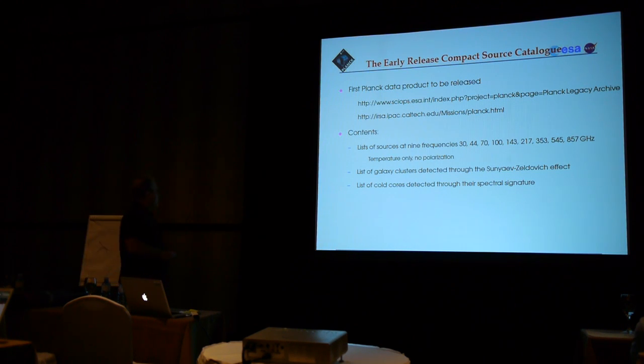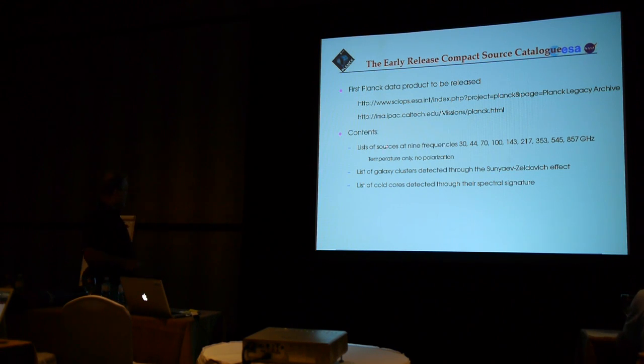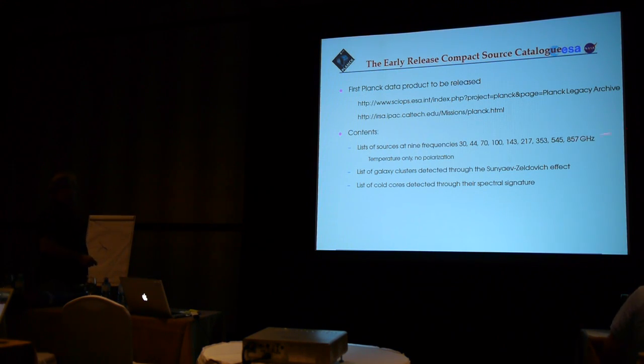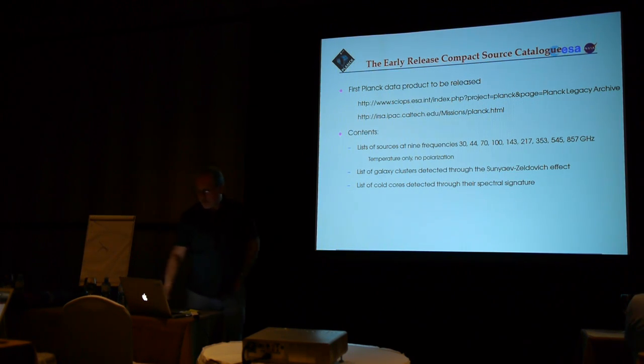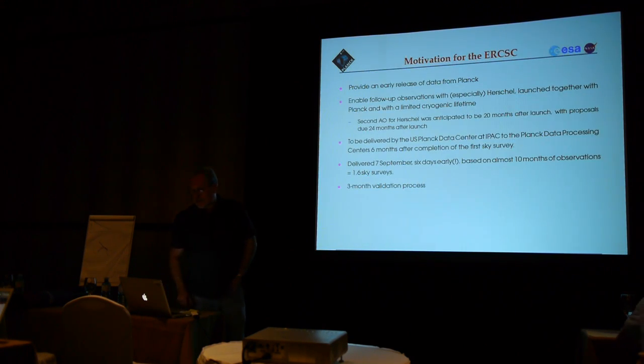We've been through where the data were released, so what's the content? We have sources at 9 frequencies listed, tabulated for temperature only. And we have 2 auxiliary catalogs which specifically list an early set of galaxy clusters detected through the Sunyaev-Zeldovich effect on the sky, and also an early list of cold cores detected using their spectral signature properties for those star producing regions. So let's go through that.